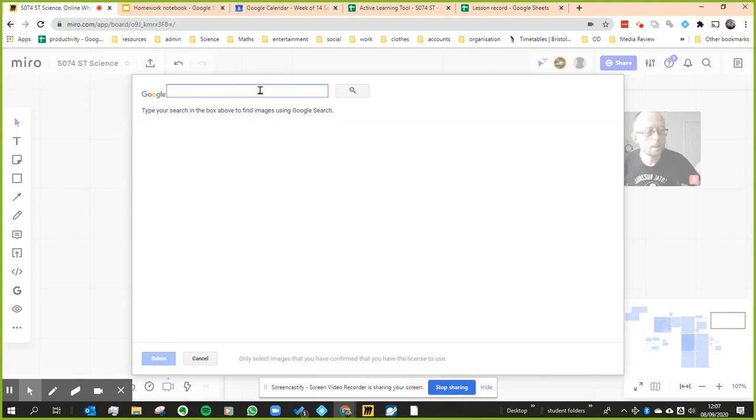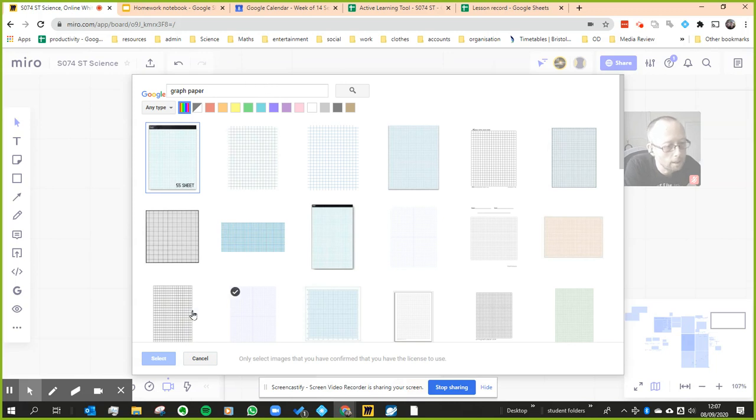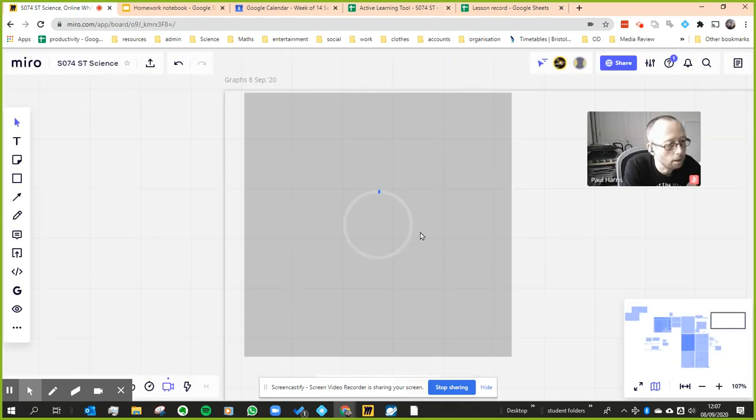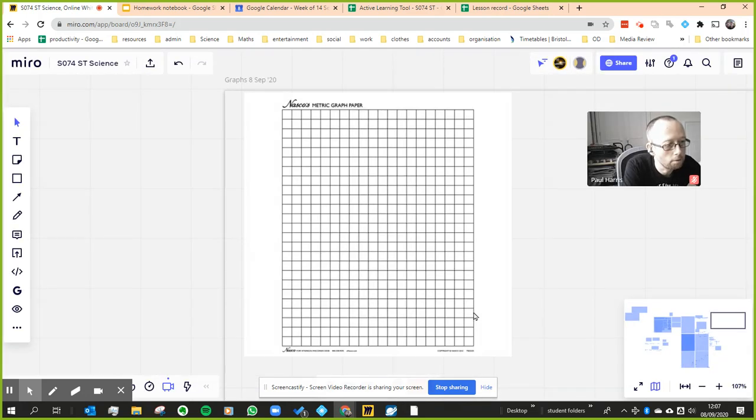So what I'm going to do is I'm going to search for a piece of graph paper. Watch the screen. Thank you. Do that. You do that later on, okay? The cutting. So I'm going to search for graph paper, because I'm going to demonstrate how to draw a graph. So for that, I'm going to use some graph paper.